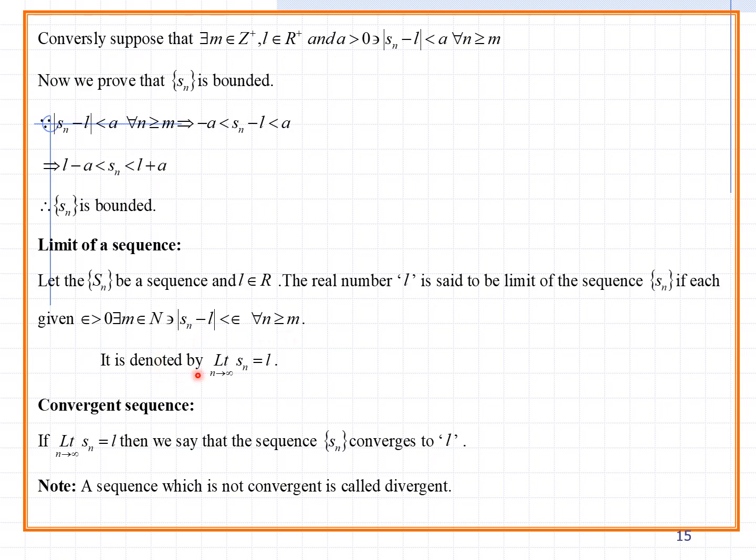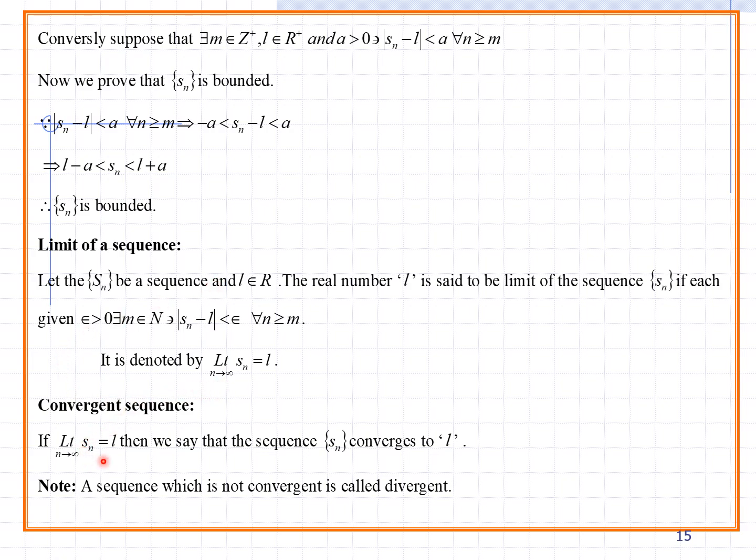It is denoted by limit n tends to infinity Sn equal to L. Here, n can be substituted with infinity in the given Sn, and you get a finite value. So in that case the sequence exists. That's why it is called the limit of a sequence. Let us see the convergence of a sequence.